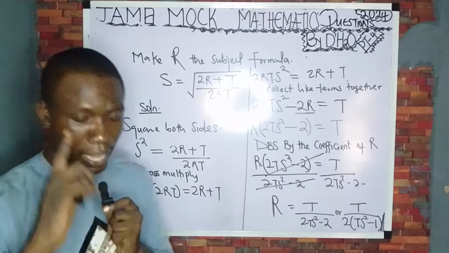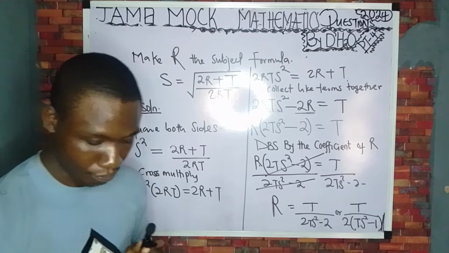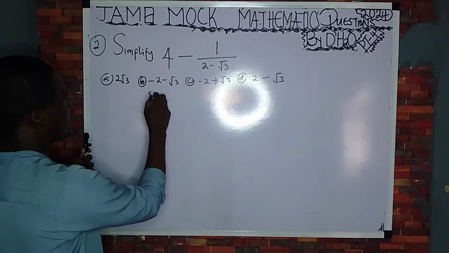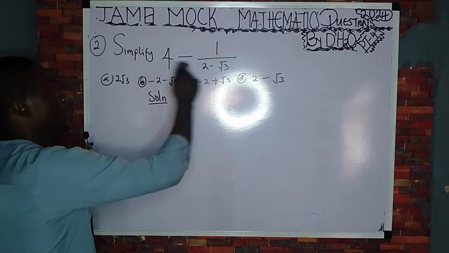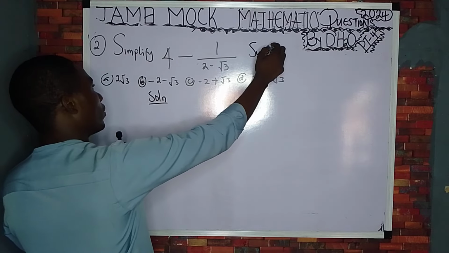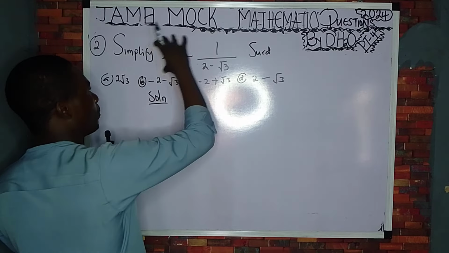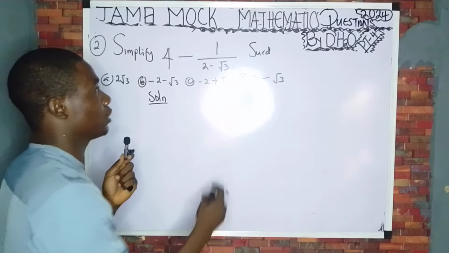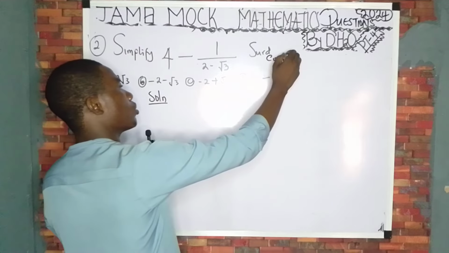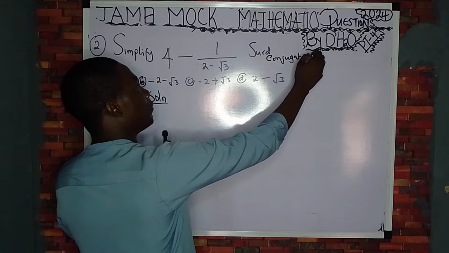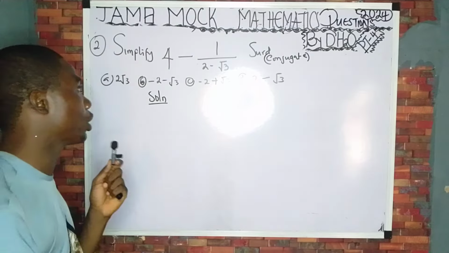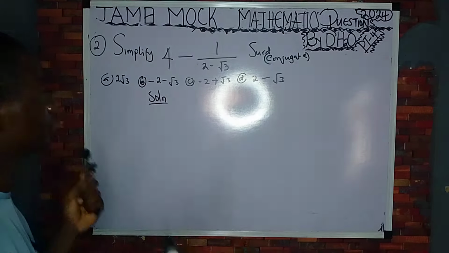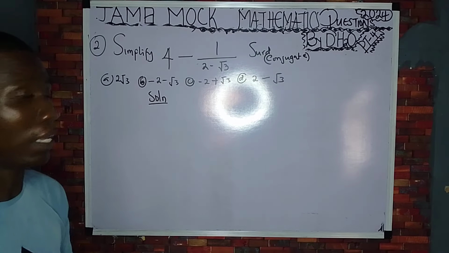We have just another question for you. Okay, now let's take this question. This is a problem from surds. As a matter of fact, this particular question is from your conjugate surds. Remember, I have a video where I talked about how to rationalize a conjugate surd. How do we solve this particular problem, class?